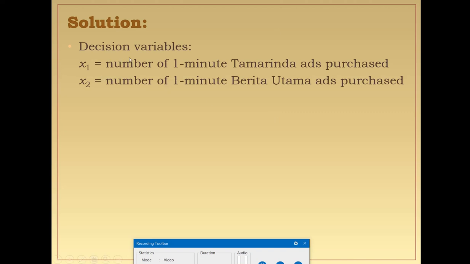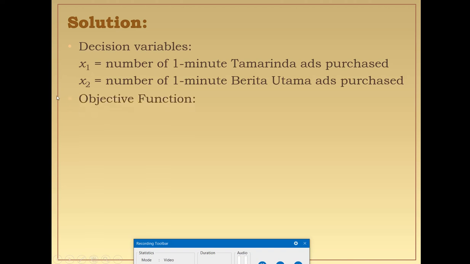Kalau you tulis X1 equals to 1 minute Tamarinda ads, saya pun tak tahu apa benda 1 minute Tamarinda ads. The number of 1 minute ke, apa lagi yang kemungkinan yang lain. Okay, so you kena specifykan dia. Bagi detail. X1 number of 1 minute Tamarinda ad purchase. Okay, yang dia beli. Kalau siapa tulis yang macam tu, macam saya cakap tadi, X1 equals to 1 minute Tamarinda ad, X2 equals to 1 minute berita utama ad, so automatic saya akan tolak markah kat situ. Sebab tak complete.